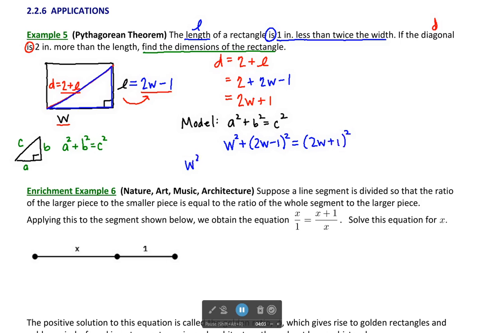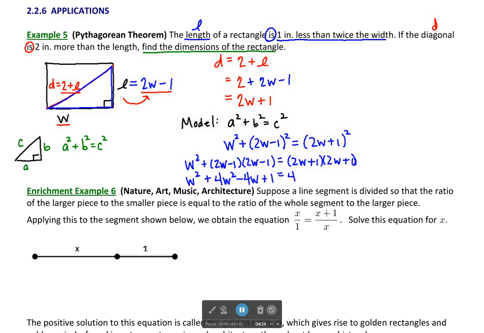So we have W squared plus 2W minus 1 times 2W minus 1. We can FOIL that out. 2W plus 1 times 2W plus 1. We can FOIL that out as well. So we have W squared plus 4W squared. Notice our outside terms here are minus 2W. The inside terms are minus 2W. Those combine to give us minus 4W. And the product of our last terms is 1.